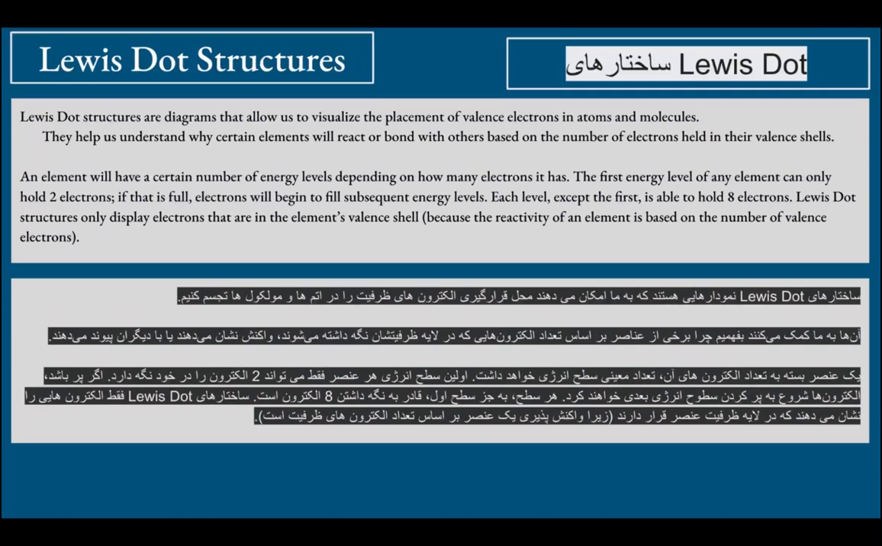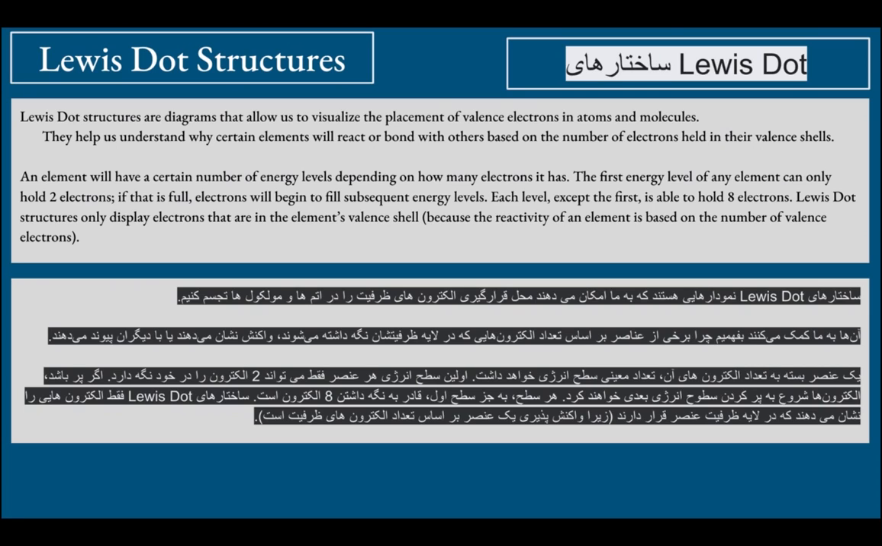The purpose of Lewis dot structures is to help us understand why certain elements will react or bond with others based on the number of electrons they hold in their valence shells. An element will have a certain number of energy levels depending on how many electrons it has. The first energy level of any element can only hold 2 electrons. If that is full, electrons will begin to fill subsequent energy levels. Each level, except the first, will be able to hold 8 electrons.